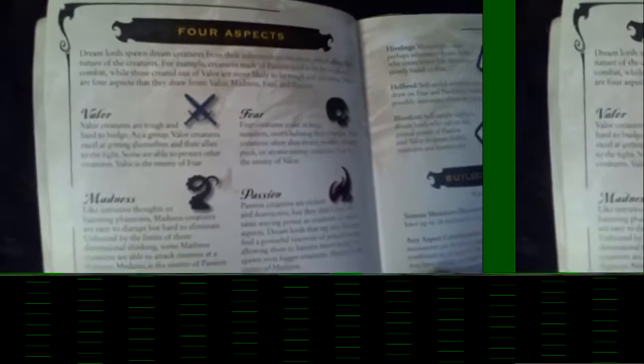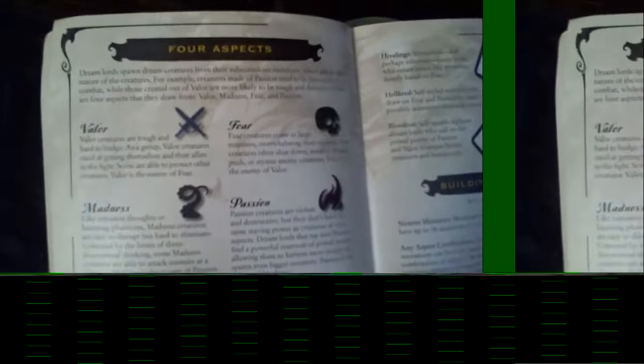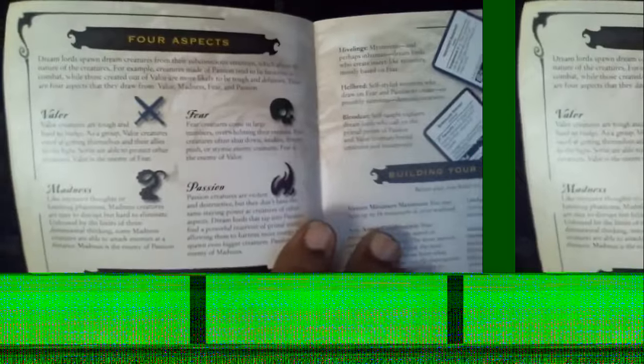But anyway, in here you have fear, passion, honor, and madness. And those were like your four categories, powers, alliances and things. So fear, valor. There we go. Fear, valor, madness, and passions.